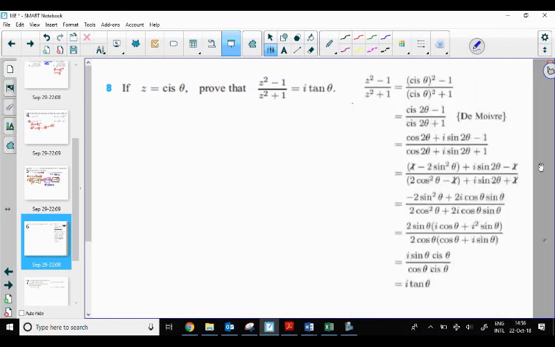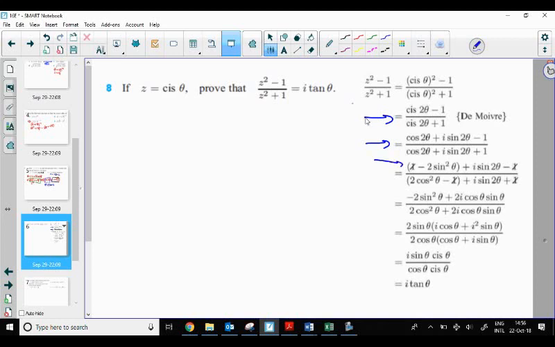So here it is. First we're going to change the z to cis theta. Then we're going to use de Moivre's theorem. So the cis theta squared is going to become cis of 2 theta. After that, we're just expanding cis to cosine plus i sine. Then we're going to use some trig identities. We know that cosine of 2 theta is equal to 1 minus 2 sine squared theta. That's what we've got on top.